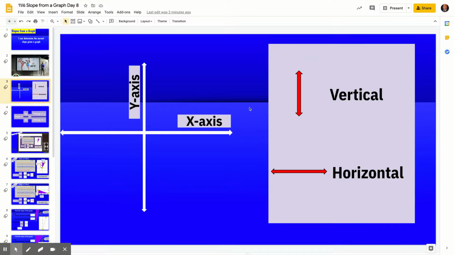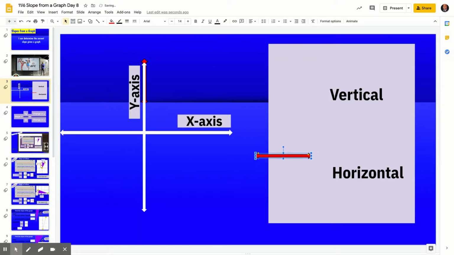And to do so, you're going to need to know the differences between the y-axis and the x-axis. So we're going to grab our red one here, and move it all the way over to the up and down. Because as you can see, the up and down is the y-axis. And the left and right is the horizontal or x-axis. That's going to be very important when we're calculating slope from a graph.